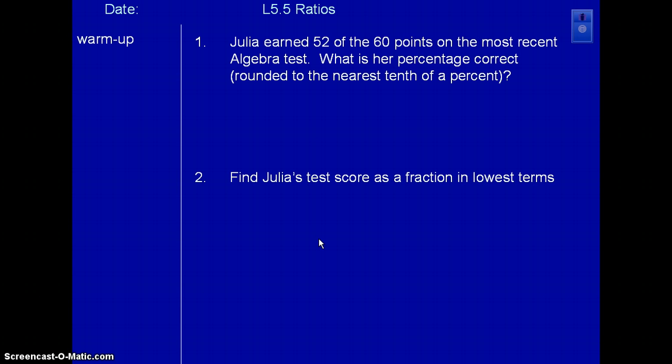All right, number one, let's take a look. Julia earned 52 of the 60 points on the most recent algebra test. What is her percentage correct, rounded to the nearest tenth of a percent?